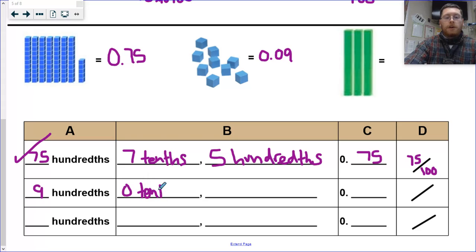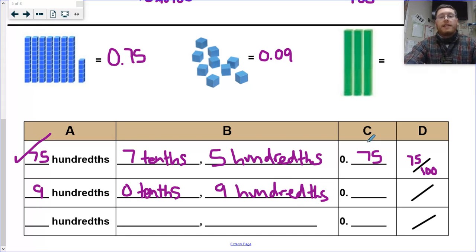Okay. Sorry, my handwriting is a little sloppy. Okay. 0 tenths. How many hundredths do we have? Well, I just said I have 9 hundredths here. 9 hundredths. All right, 9 hundredths. Okay, what's my decimal? Well, I've already written it up here. So 0.09.